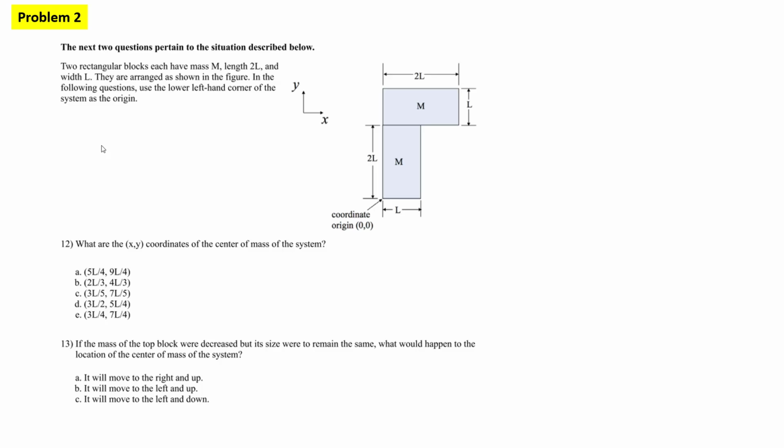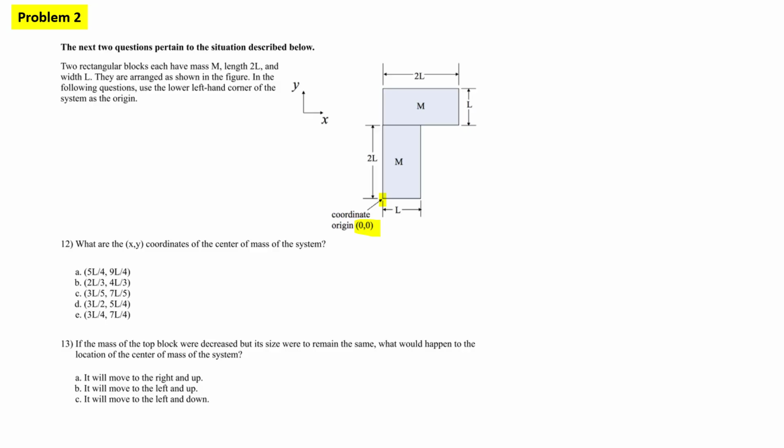Two rectangular blocks each have mass m, length 2L, and a width L. They're arranged as shown in this figure over here on the right-hand side. So we want to use the lower left-hand corner of the system as the origin. So let's go highlight that. So our origin is down here at the bottom. So that's going to be important.